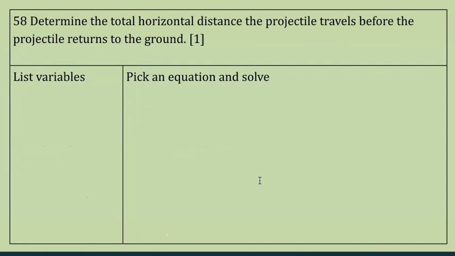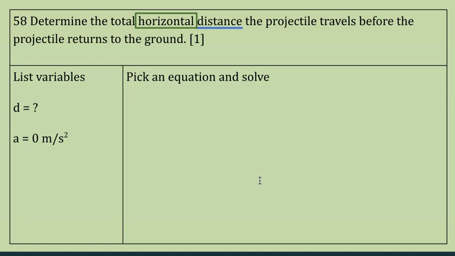Let's move on to question 58. Determine the total horizontal distance the projectile travels before the projectile returns to the ground. I underline distance. I'm solving for d. But I also put a box around horizontal because I'm solving for the horizontal distance, which means all of my information should be related to the horizontal motion of this ball. So I wrote d equals question mark because that's what I'm looking for. And then I wrote a equals 0 meters per second squared.